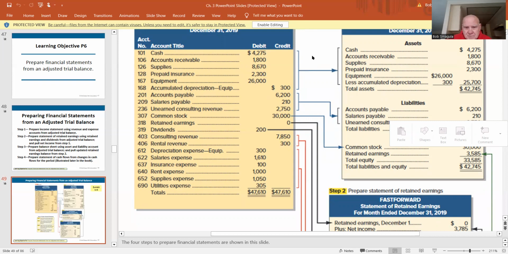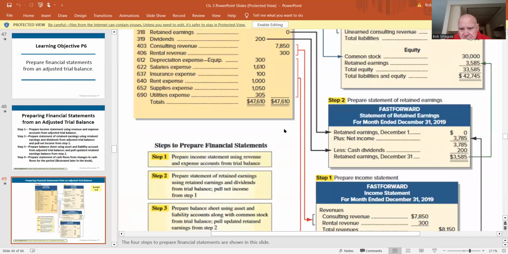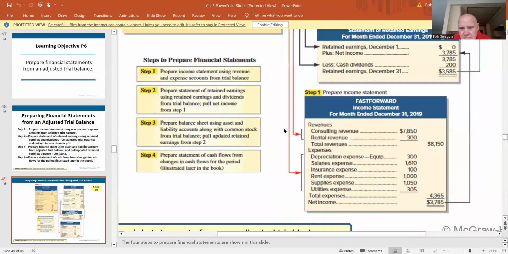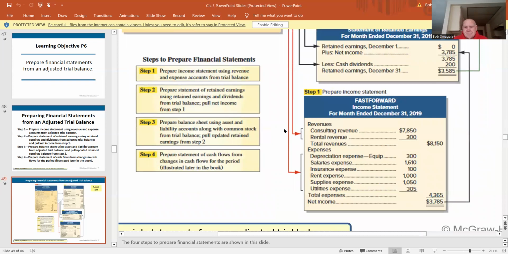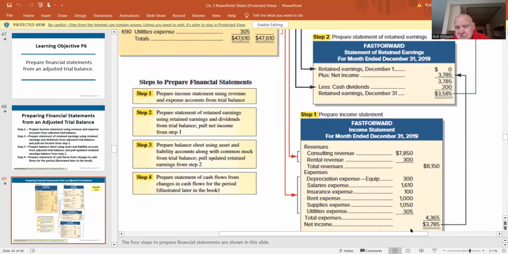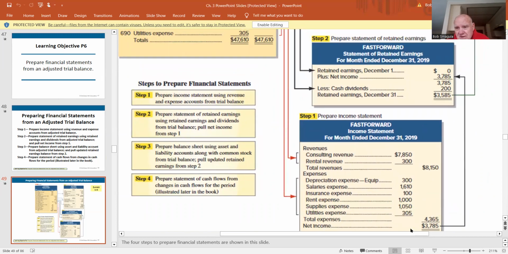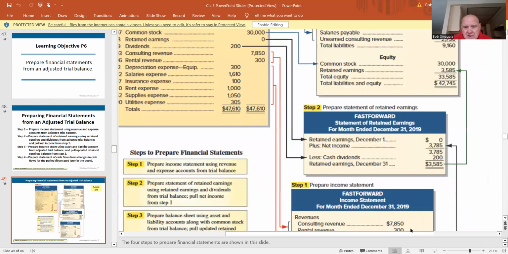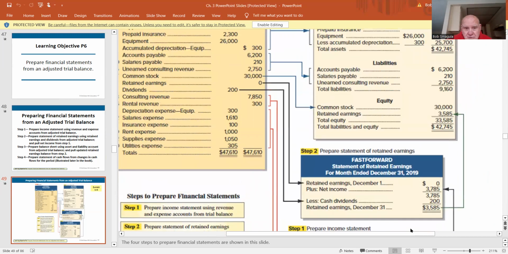So let's see, they had revenue of 7,800 and 300. Let's see that flow into the income statement. And there you go. There's your income statement. We picked it right off the trial balance. Total revenues, 8,150. Total expenses, 4,365 for a very, very profitable month, okay? Let's do the statement of retained earnings. Again, we're going to have to look at the trial balance.